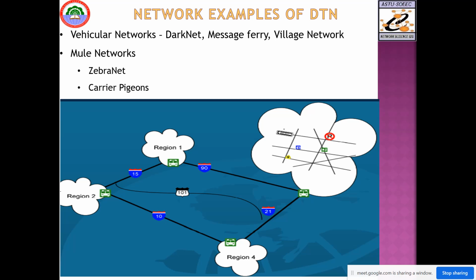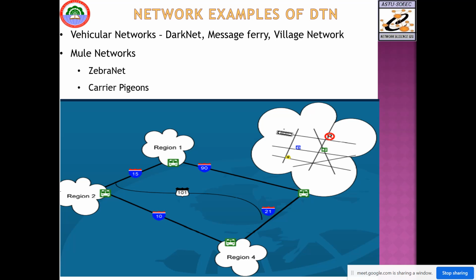So in DTN, we can simply call this the D-star network. That is, three Ds are there. One is delay, and the second is that there is no guaranteed end-to-end connection. So we can call this disconnection and disruption: disruption, delay, disconnection.